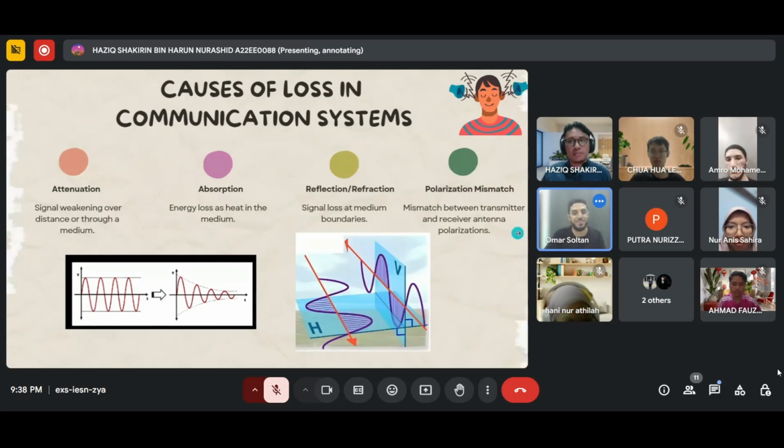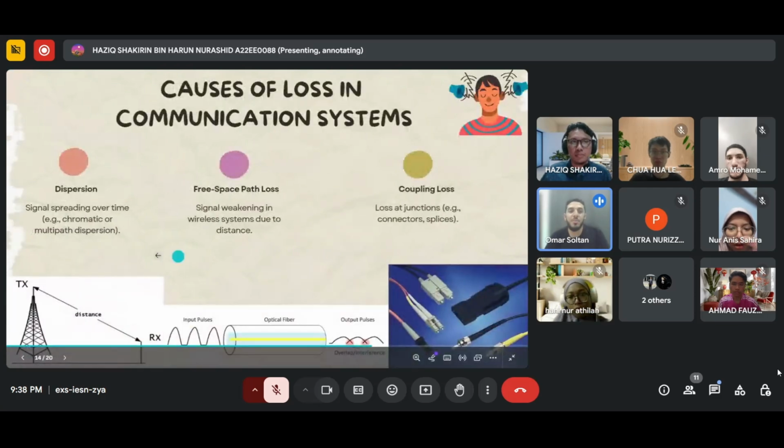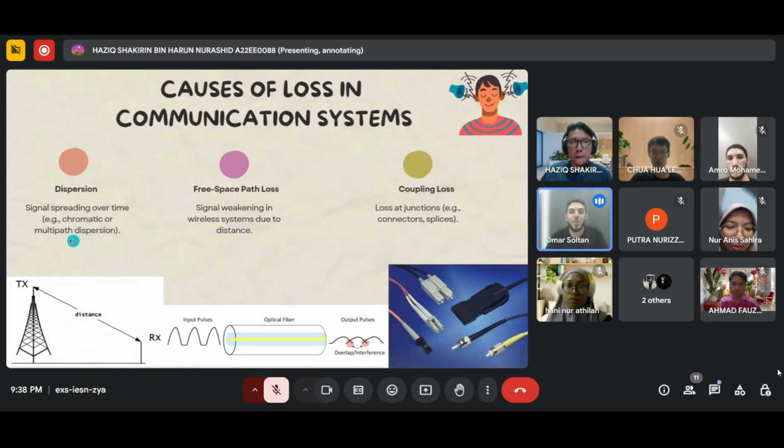Okay, next. Another big cause of loss is dispersion. This is when the signal spreads out over time because different parts of it travel at different speeds. It's like running a race, spreading out because some are faster than others. This is a big problem in fiber optics as well as wireless communication. And in wireless communication, we have something called free space path loss. It's when the signal gets weaker as it spreads out in open space. It's like how a flashlight's beam gets dimmer the farther it shines.